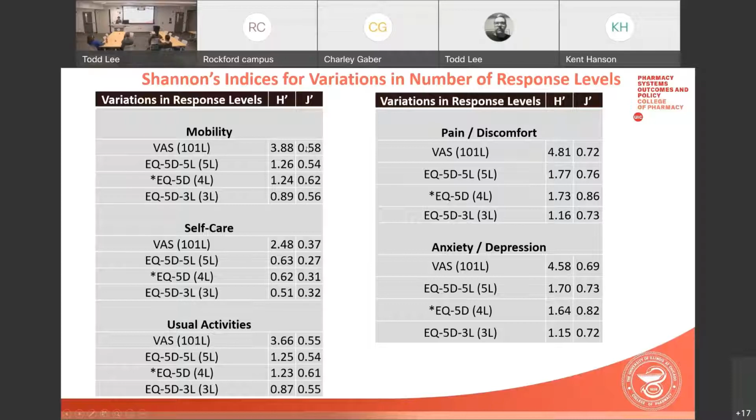But perhaps it's more fair to look at the J prime, which accounts for the different number of levels for each of these systems. And the most notable thing here is that when we combined those 4th and 5th level systems to create this 4L system, we saw an increase in the J prime, or the increase in that descriptive efficiency, at only a small decrease in H prime, accounting for that reduction in one level. And for some of these, such as mobility, self-care, and usual activities, we see that the 5L, or the EQ5D 5-level system, actually had the worst descriptive efficiency compared to some of these other systems, such as the 4L or the 3L.